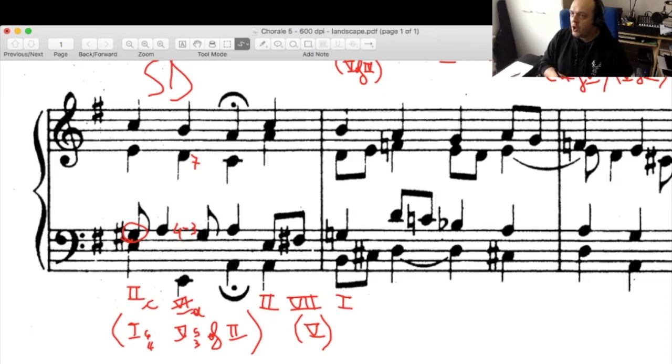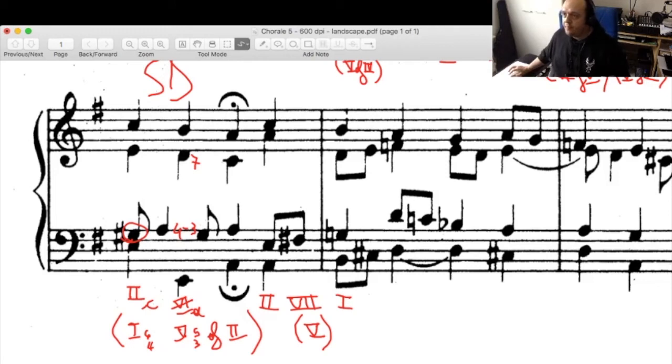Does it give me a chord? C sharp, E, G, B. Yes, it does. C sharp, E, G, B is 7, 7 of 5. But something happens in the next beat.